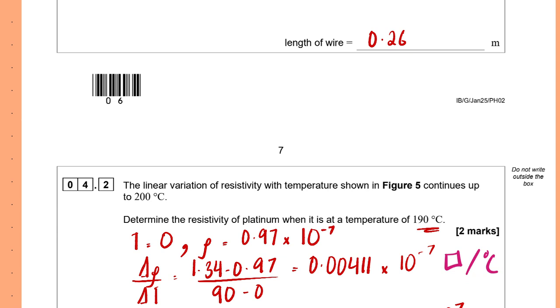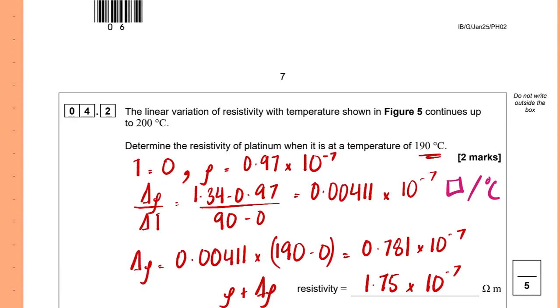Now we basically use 0 as a reference point. At 0, the resistivity is 0.97. In going from 0 to 190, the temperature changes by 190. So 190 multiplied by this gradient gives me the total change, and then I add it to the initial value of resistivity, which turns out to be 1.75 times 10 to the negative 7.